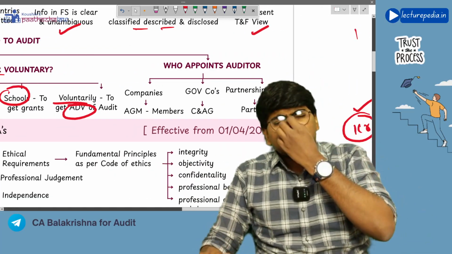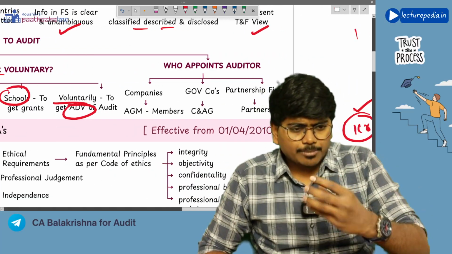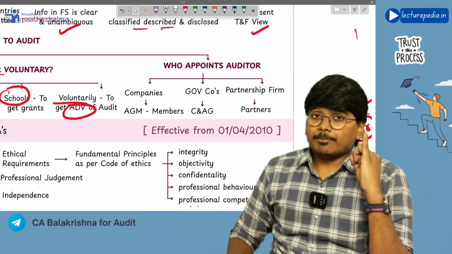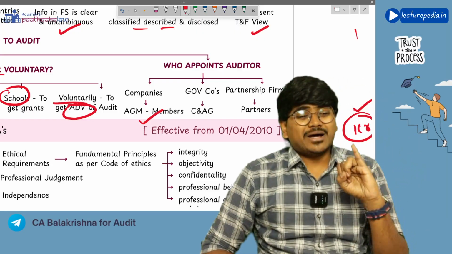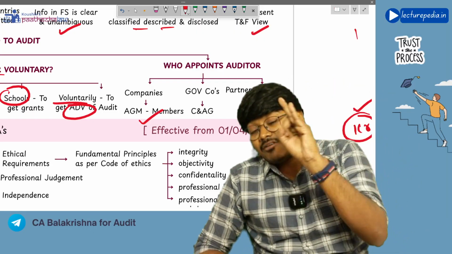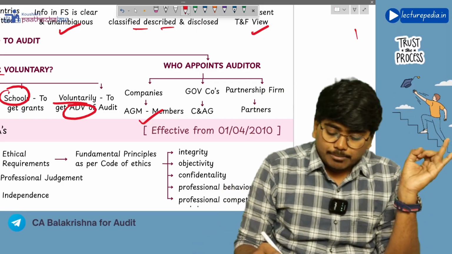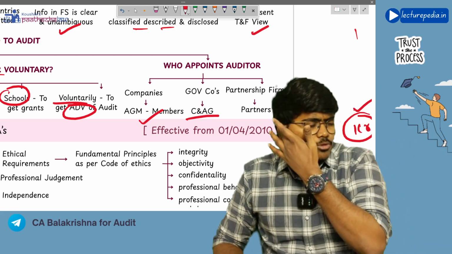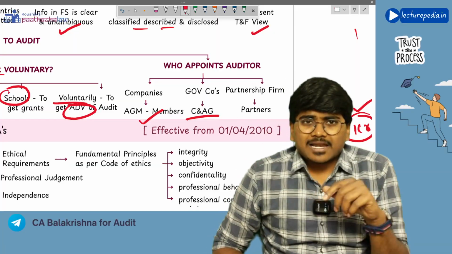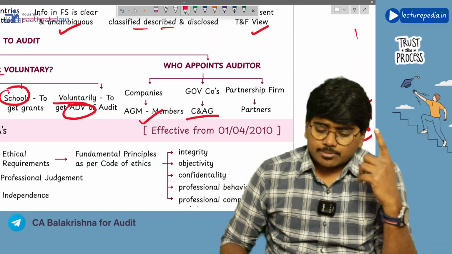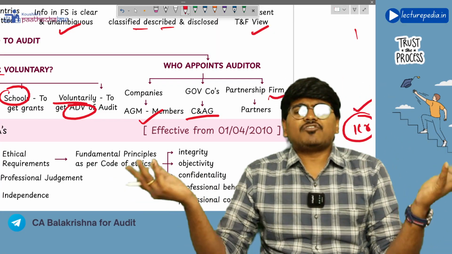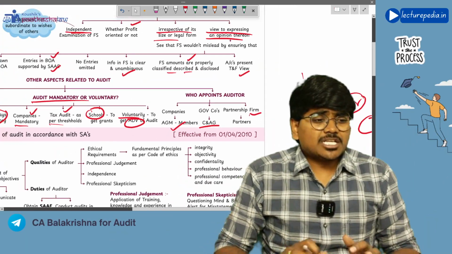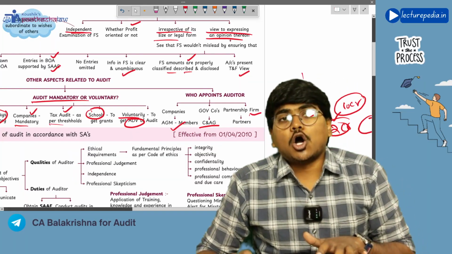Next, who will appoint the auditor? For the purpose of conducting audit, someone has to appoint the auditor, right? In case of companies, shareholders, that is members, will appoint the auditor. In case of government companies, C&AG, Comptroller and Auditor General of India, will appoint the auditor. We will discuss this in detail in 11th chapter, that is audit of different types of entities. Next, in case of partnership firm, of course partners will appoint the auditor, right? So this is with respect to appointment of auditor.